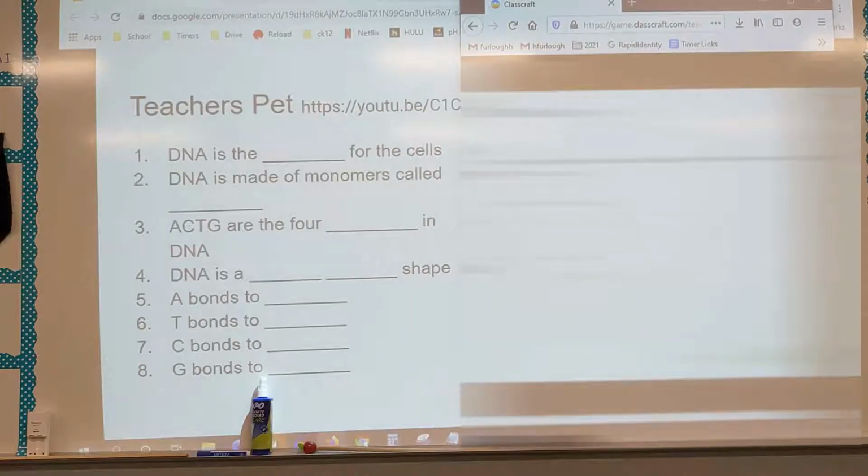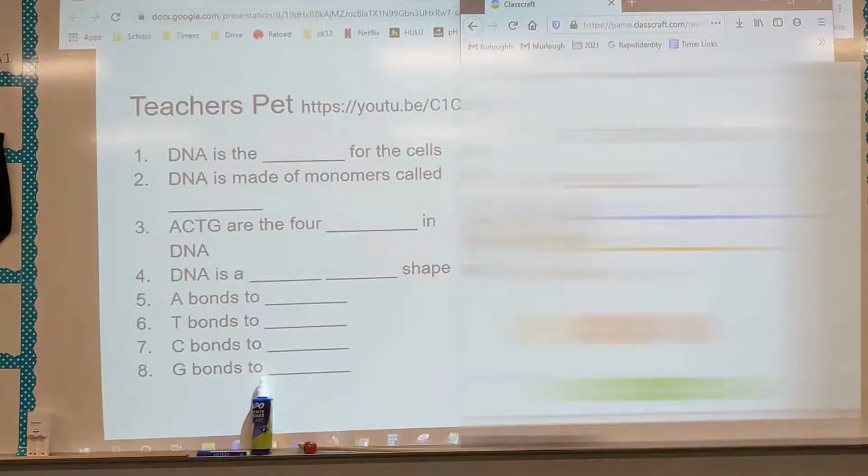Blueprint. Very good. Okay, so they are the blueprints. All right, and let's see what's next.